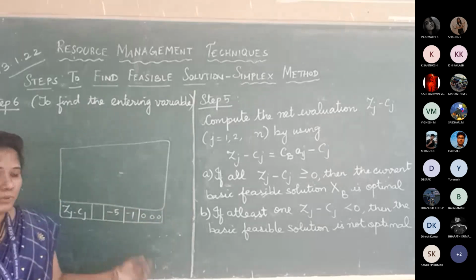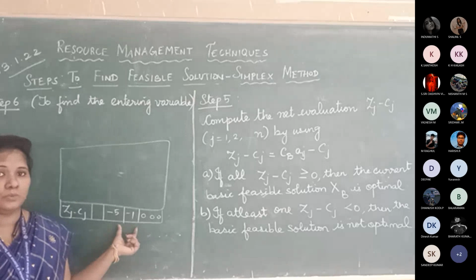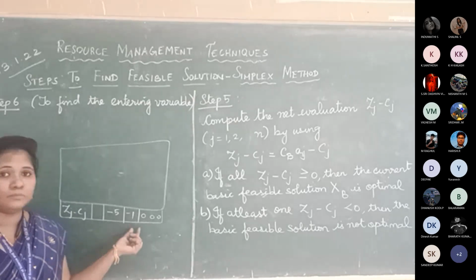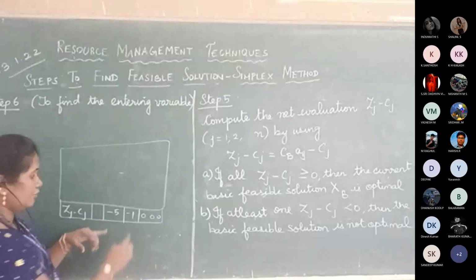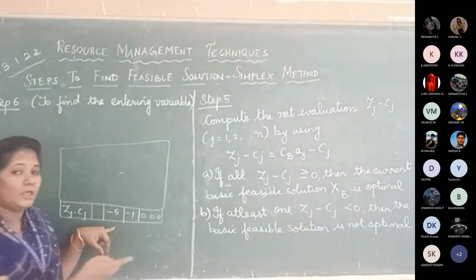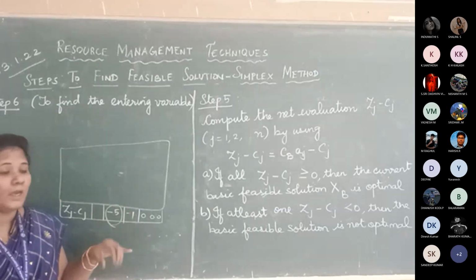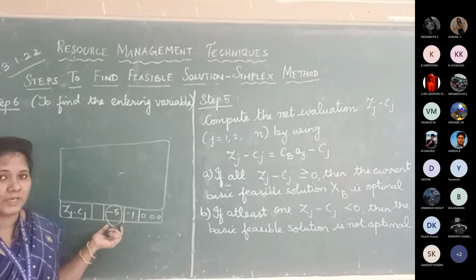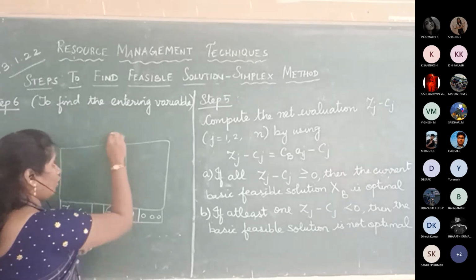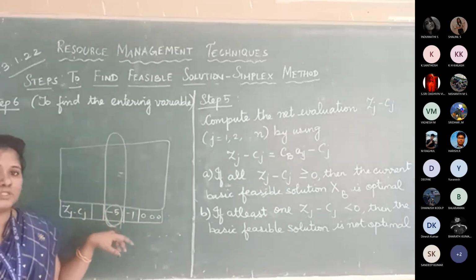So when you find out your Zj minus Cj, you have to see the most negative value, not the smallest value. You will see the most negative value. So here, if you see -1 is there, -5. Here, the most negative value is -5. That -5 will become your most negative value. The corresponding column you have to see.